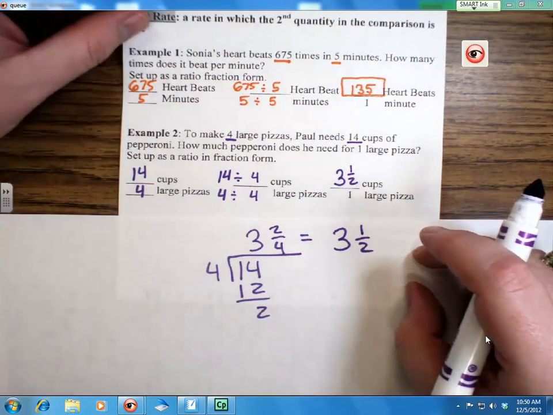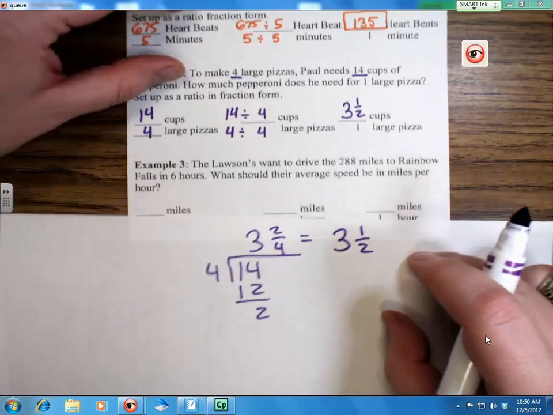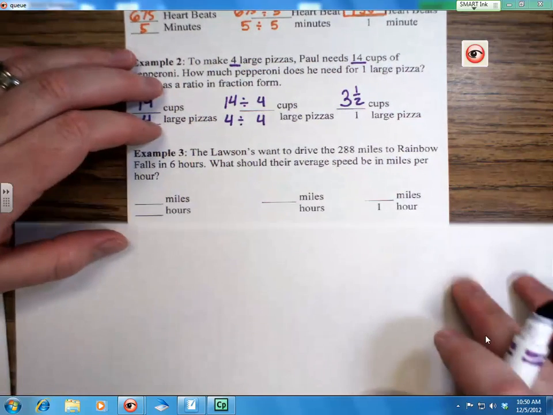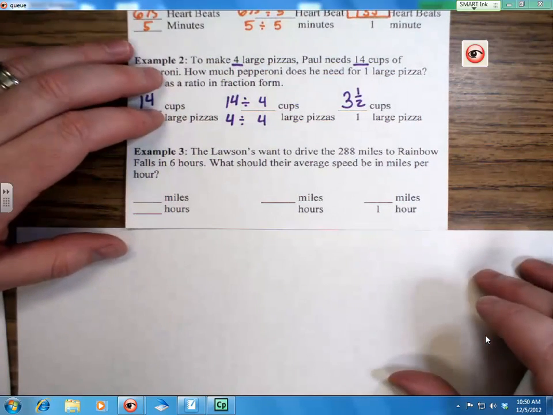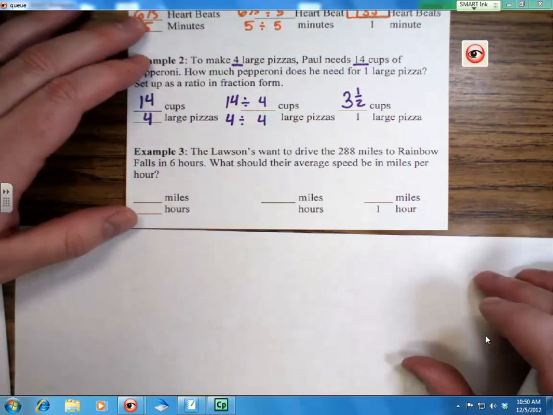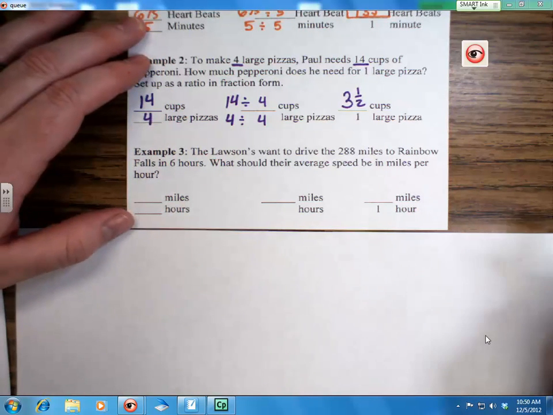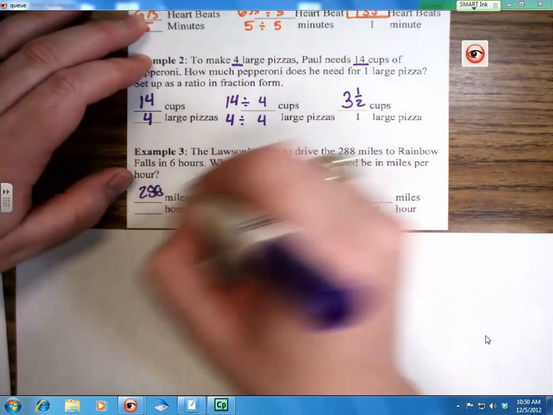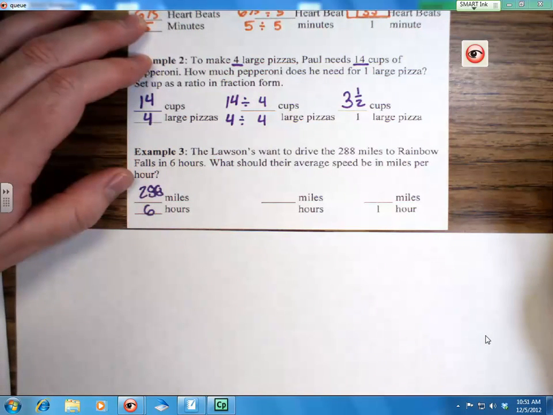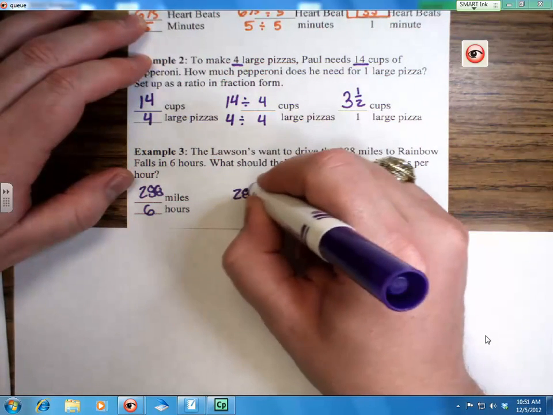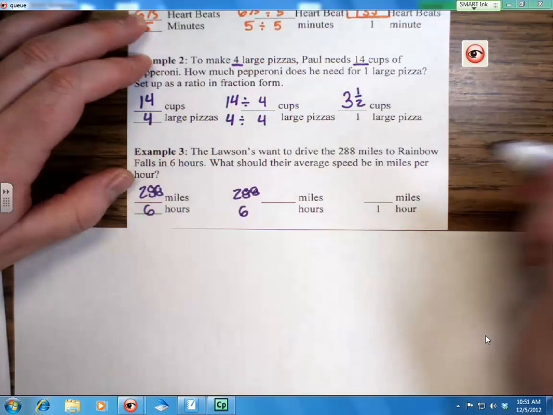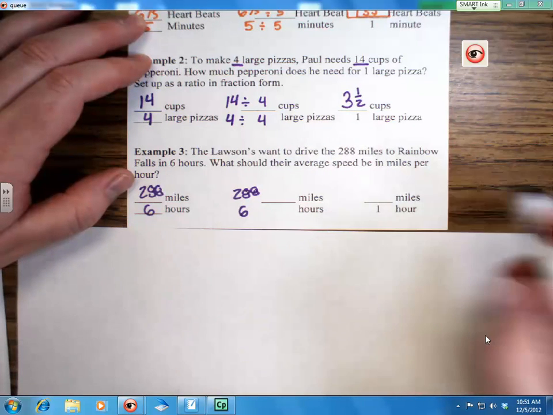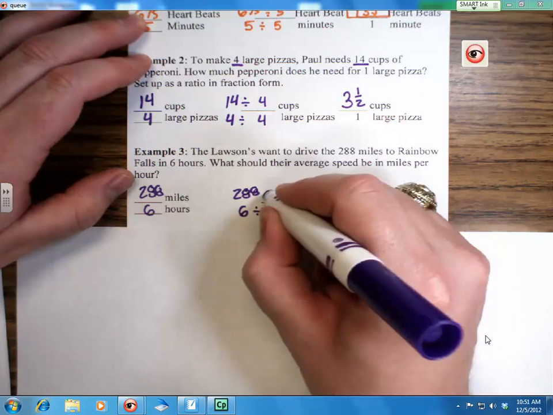Questions on that? Excellent. Then let's take a look at our last example here, number 3. Number 3 says the Lawsons want to drive 288 miles to Rainbow Falls in 6 hours. What should their average speed be in miles per hour? Well, it tells us that we want to drive 288 miles in 6 hours. So again, I have 288 over here in 6 hours, and I need to figure out how many I'm going to drive in 1 hour. So what do I have to divide 6 by to get 1? I need to divide both of these by 6.